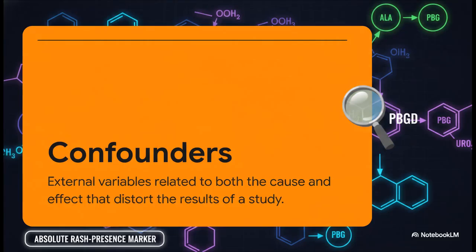Now, let's talk about confounders. Honestly, these are the hidden saboteurs of clinical research. A confounder is basically an external variable that's tied to both the risk factor you're studying and the disease effect you're measuring. If you don't control for confounders, they can completely distort your data. They'll make totally harmless behaviors look incredibly dangerous, or ineffective treatments look like absolute miracles.